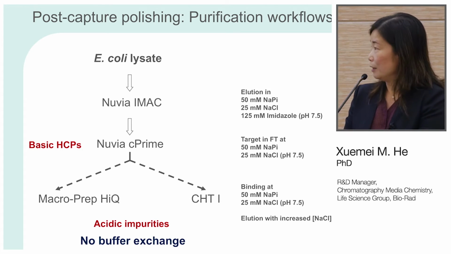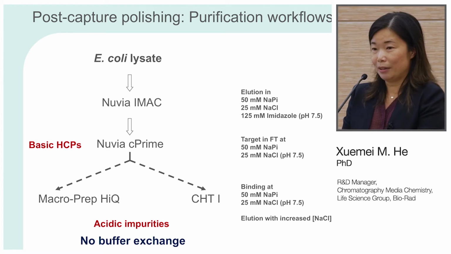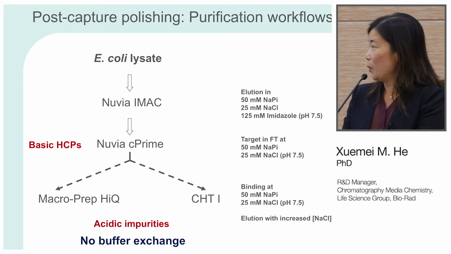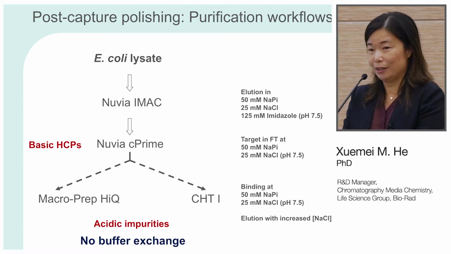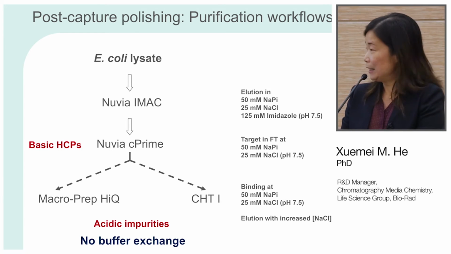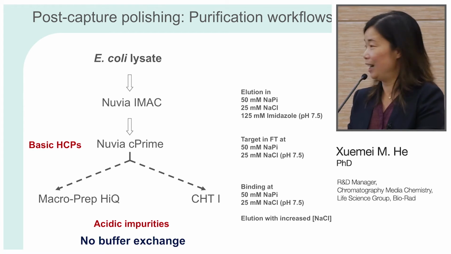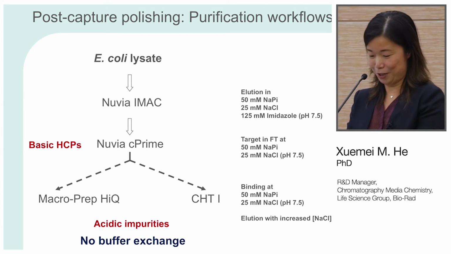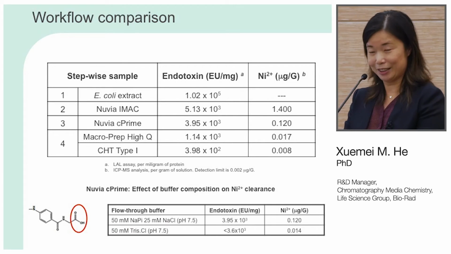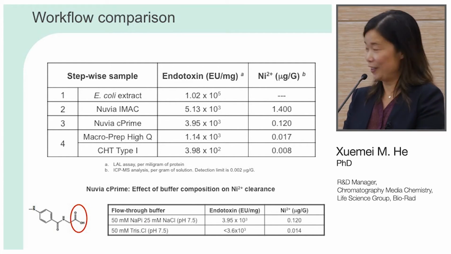Plus, if you look at the buffer compositions, from IMAC elution, we can actually load this directly onto the Nuvia C Prime because the target is in the flow through. And at this low ionic strength, a lot of the whole cell proteins, the basic ones, are bound by Nuvia C Prime and removed. And in the last step, this time we have the target bound. We further remove acidic species, and there's no need for buffer exchange. So quickly you can chain all these columns together and finish the run after you set up our chromatography instrument.